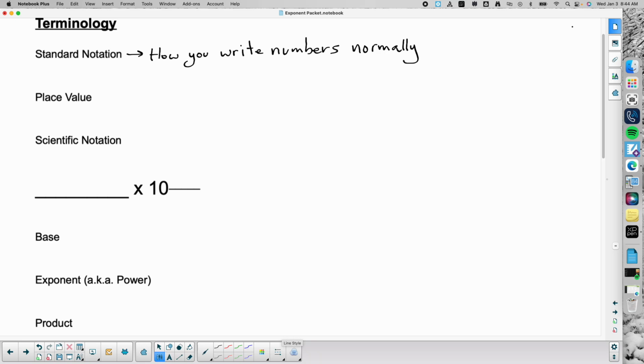I feel like you guys should have heard place value, but maybe not. So the decimal point is the place value. Or maybe I should phrase that differently. I'll write an example, about the easiest.